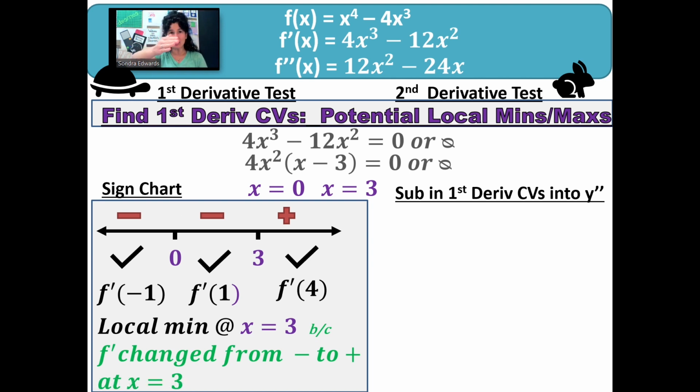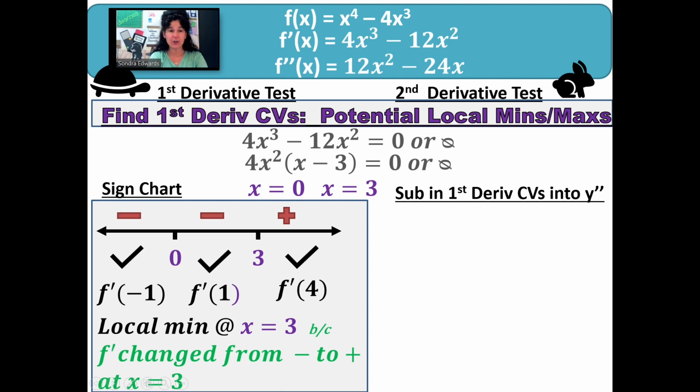So it was going downhill and then it tapered off for just a moment. And then between 0 and 3, it's still going downhill. So it went downhill, tapered off, downhill, and then after 3, the function starts going uphill. So downhill, downhill, decreasing, decreasing to increasing.